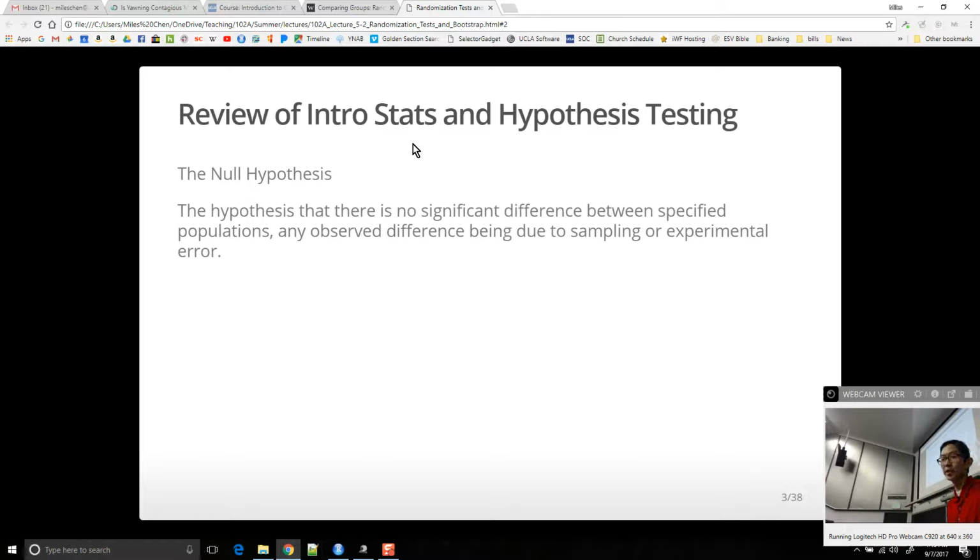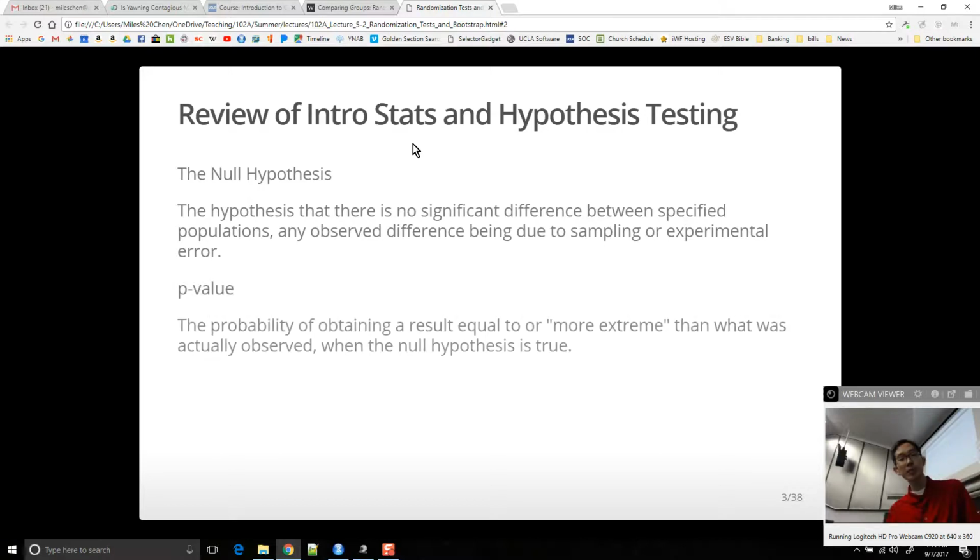Sampling error is the fact that when you take random samples, it's random. And because it's random, you might get a value that's a little bit bigger than what you expected or a little smaller. The null hypothesis says that all of the differences we're observing in our samples can be explained by just sampling error. And the p-value is the probability of obtaining a result equal to or more extreme, or more unusual, than what was actually observed, if we assume that the null hypothesis is true.